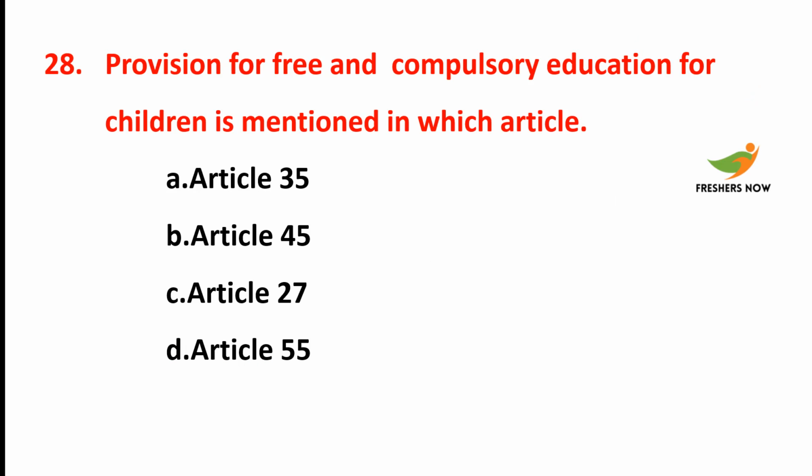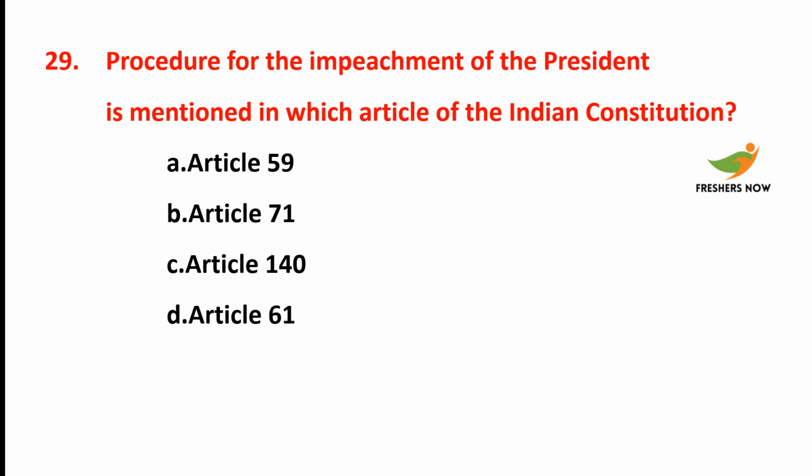28th question. Provision for free and compulsory education for children is mentioned in which article? And the answer is B, Article 45. 29th question. Procedure for the impeachment of the President is mentioned in which article of the Indian Constitution? And the answer is D, Article 61.